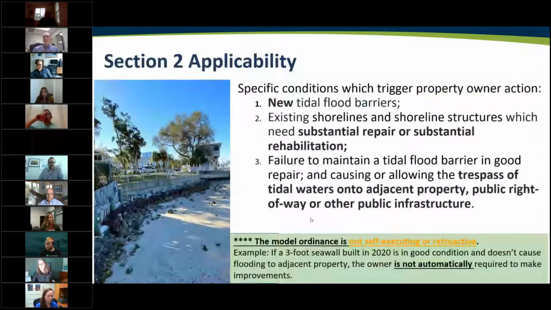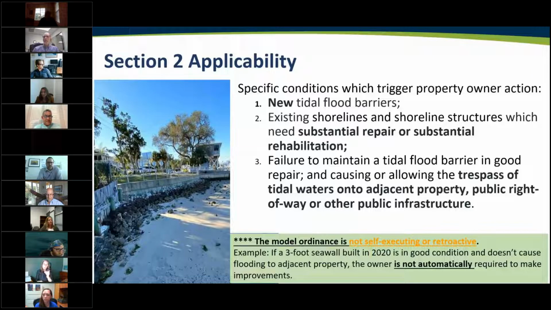Okay, so section 2. This is really where it talks about how this is not something that's retroactive. For example, if you lived in a certain area and a local government adopted this, and you had a standard 3-foot seawall that was in good condition and doesn't cause flooding to an adjacent property, you would not have to comply with this.